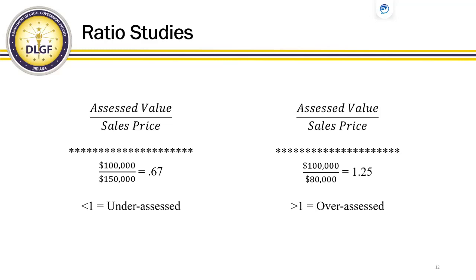The main takeaway here is that if a ratio comes out to less than 1, that means the property is under assessed. Alternatively, if the ratio is more than 1, that's an indicator that the property is over assessed. So I will pass it right back to Barry, and he'll talk a little bit more to you.